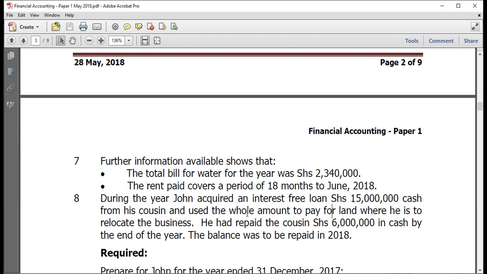So that is why we recorded the 15 million under the column of cash. And we are also going ahead to record the land. We are going to record the payment for the land. So they are telling us, as you can see here, the whole amount was used to pay for land. So I'm going to come here and I'm going to record land.